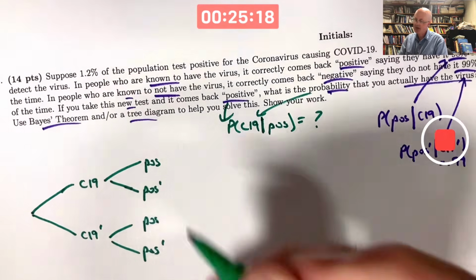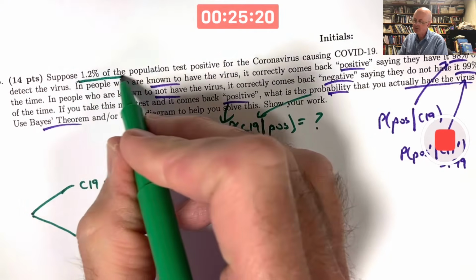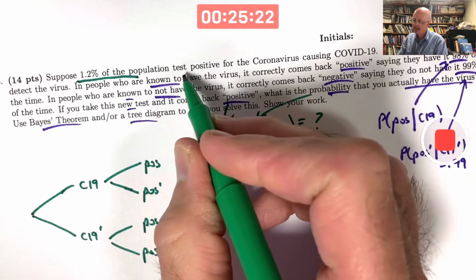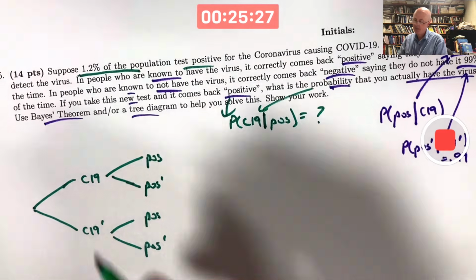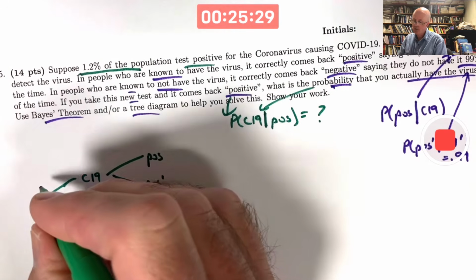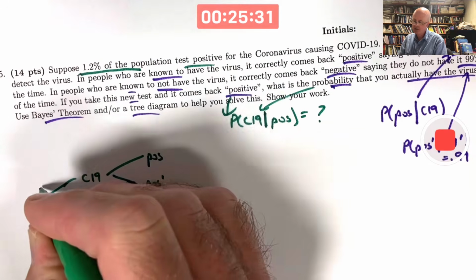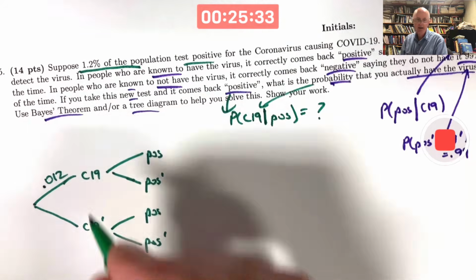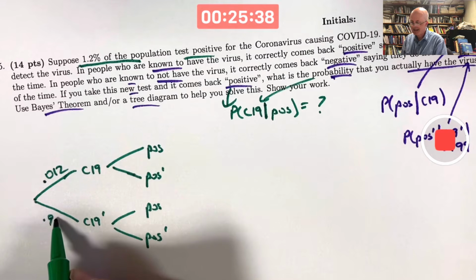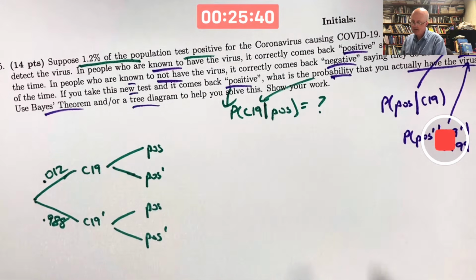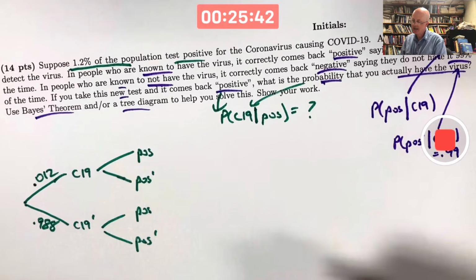One piece of information I haven't dwelled on is the fact that only 1.2% of the population tests positive for the virus by some other test. So the probability associated with having the virus would be 0.012, and the probability with not would be 1 minus 0.012, which would be 0.988. Doing calculations in my head, hopefully don't make a mistake.